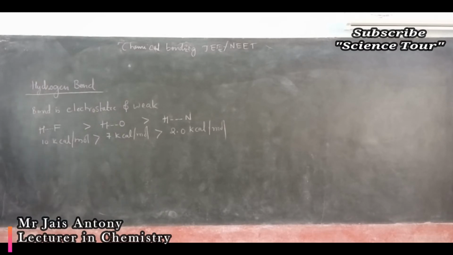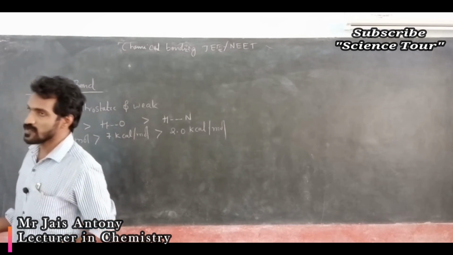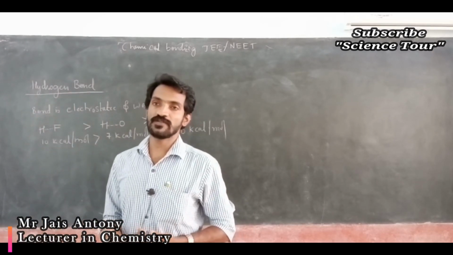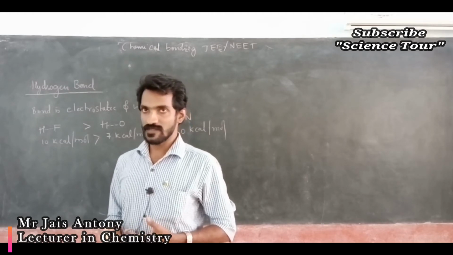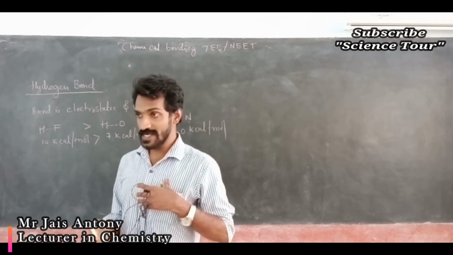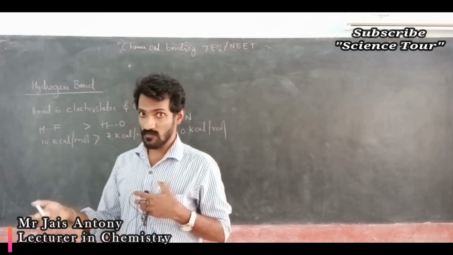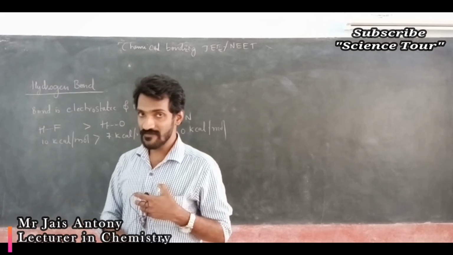Okay, my dear students, next about hydrogen bond. A bond formed between hydrogen and a more electronegative atom like nitrogen, oxygen, fluorine is called hydrogen bond. There are two types of hydrogen bonding: intermolecular, intramolecular. Intra means within the molecule, inter means between two or more molecules. Understood? Inter, different molecules, intra, within the molecules.